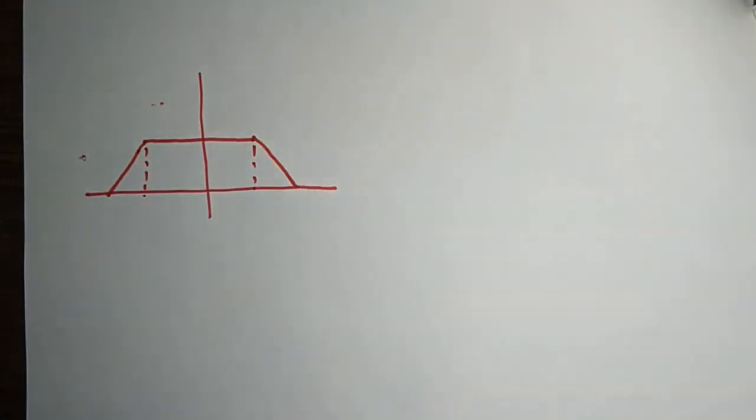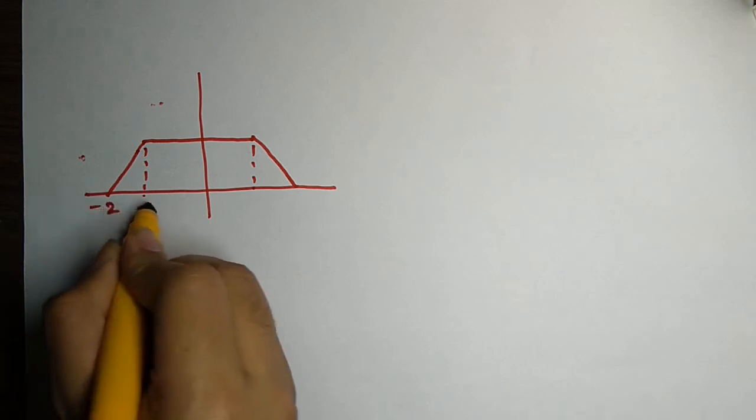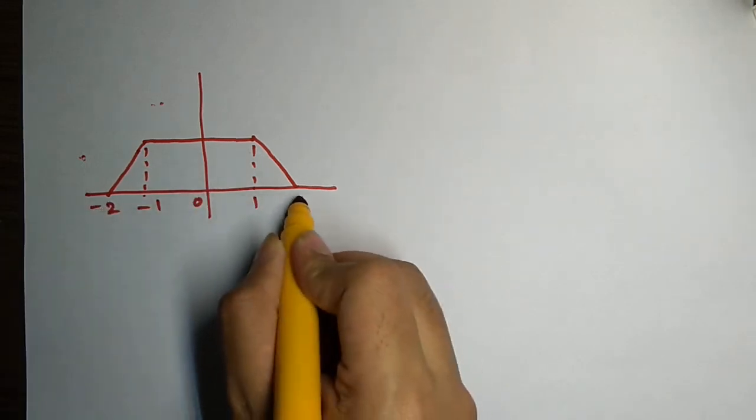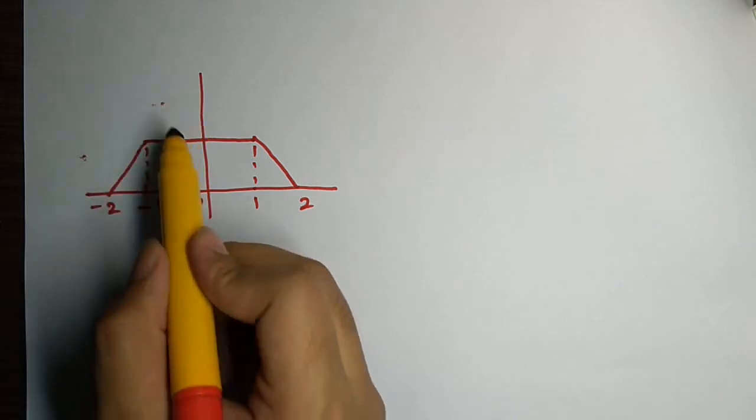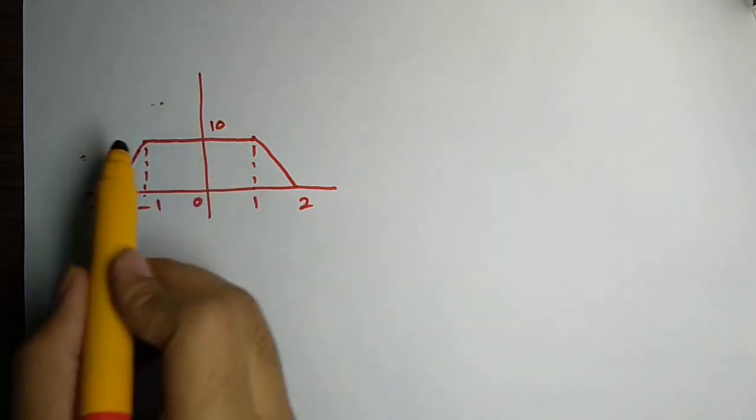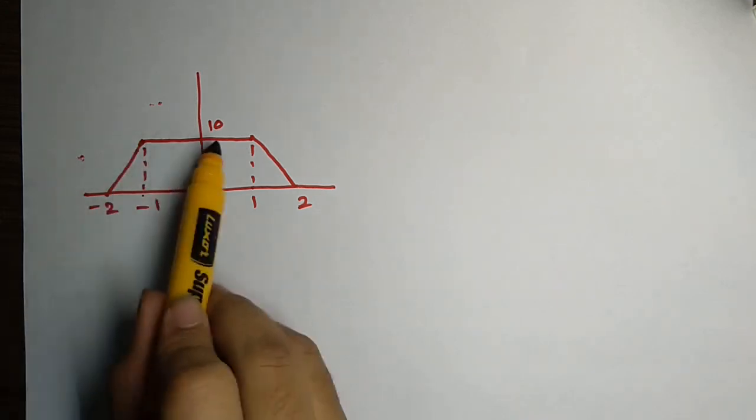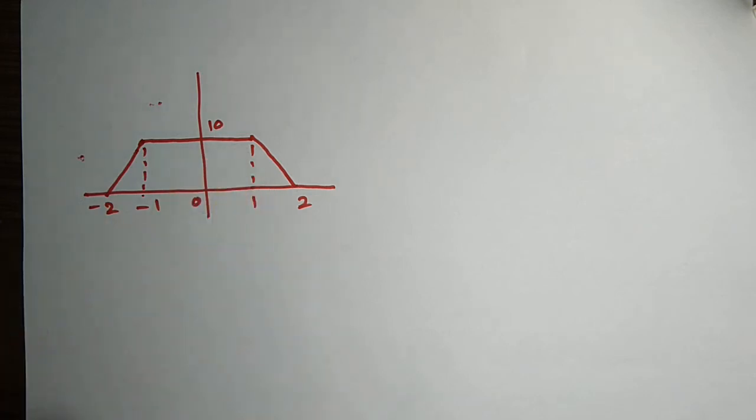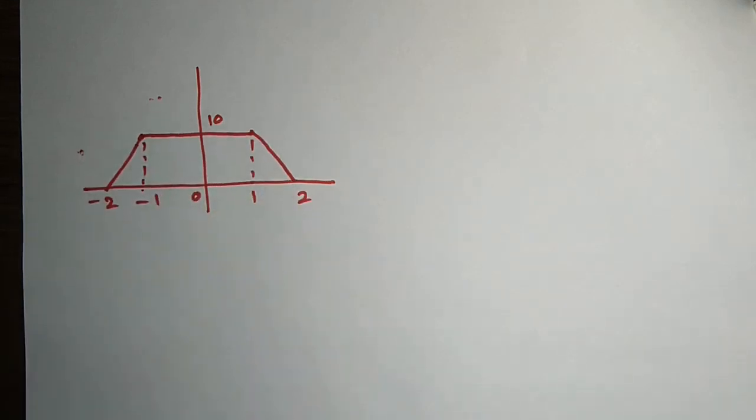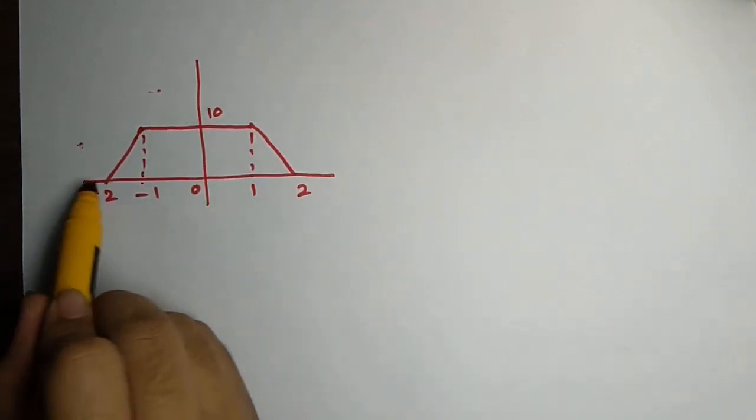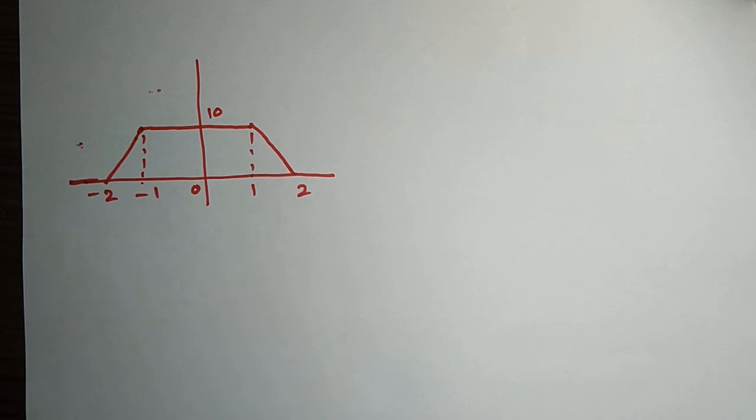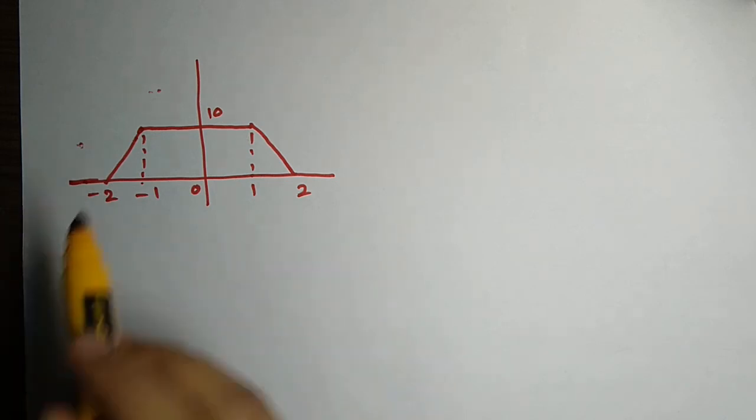Is it visible? Yes, it is visible. This is minus 2, this is minus 1, 0, 1 and 2, and the amplitude is, let's say, 10. All right, it's 10. Okay, so now in this example you might say there is a step as well as 2 ramps, but if you observe carefully, is there any sudden change in amplitude here? No, right? There is no sudden change in amplitude.